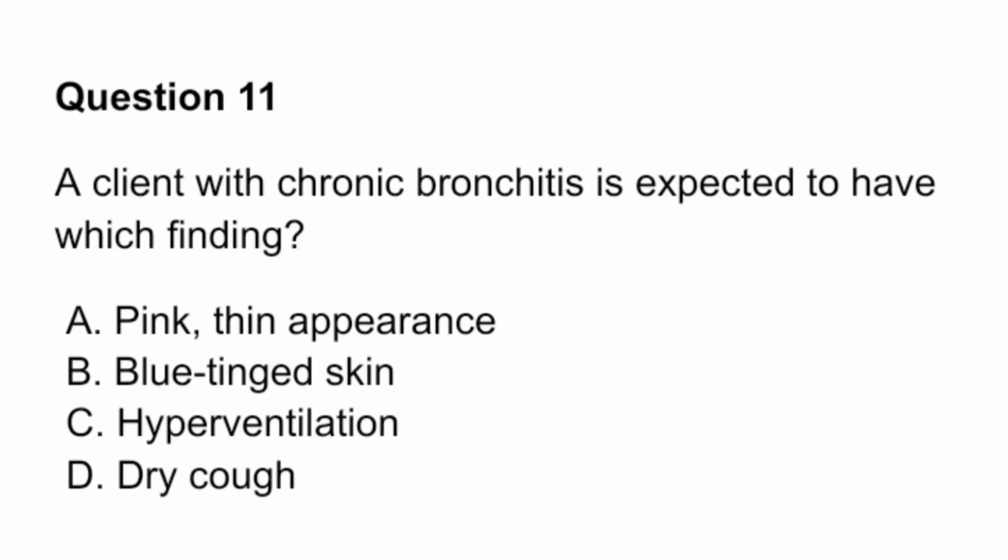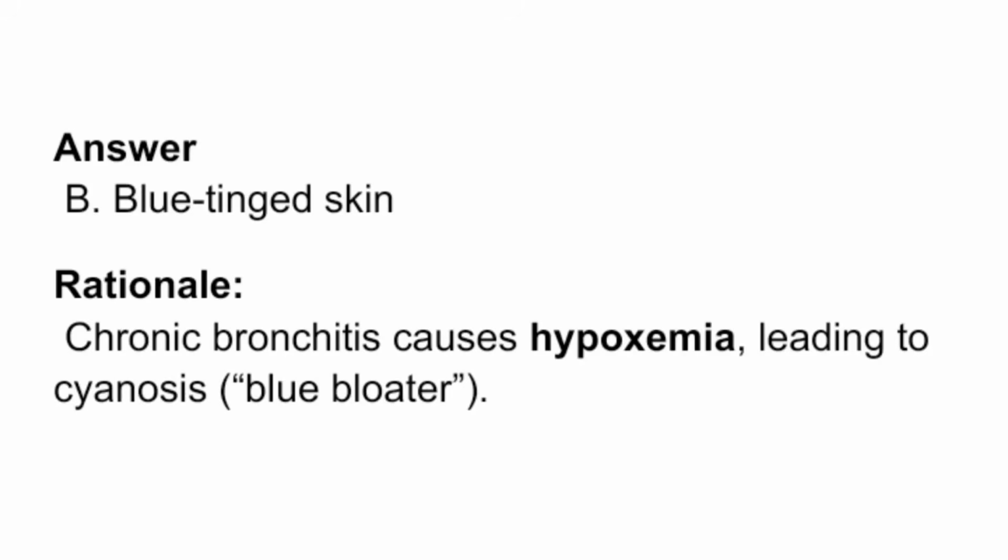Question 11. A client with chronic bronchitis is expected to have which finding? A. Pink, thin appearance. B. Blue-tinged skin. C. Hyperventilation. D. Dry cough. Answer. B. Blue-tinged skin. Rationale. Chronic bronchitis causes hypoxemia, leading to cyanosis, blue bloater.